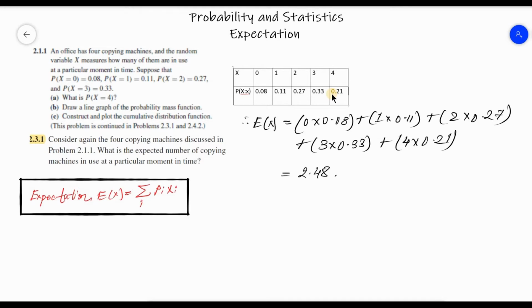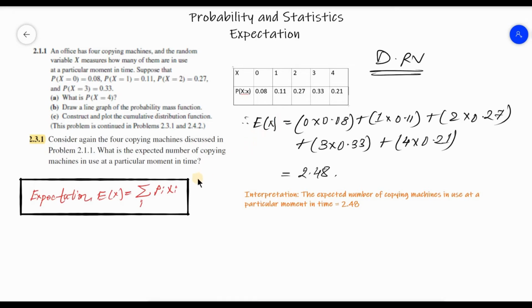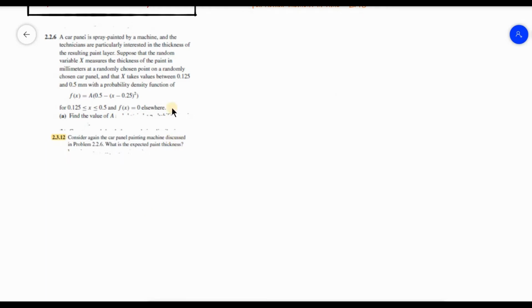Now the interpretation has to be mentioned for this value. Therefore, the interpretation is that the expected number of copying machines in use at a particular moment in time is equal to 2.48, which is wanted as our answer. Alright, so this was determining expectation for a discrete random variable. Now we'll practice one problem for a continuous random variable. So we'll take this problem for practicing the expectation of continuous random variables.